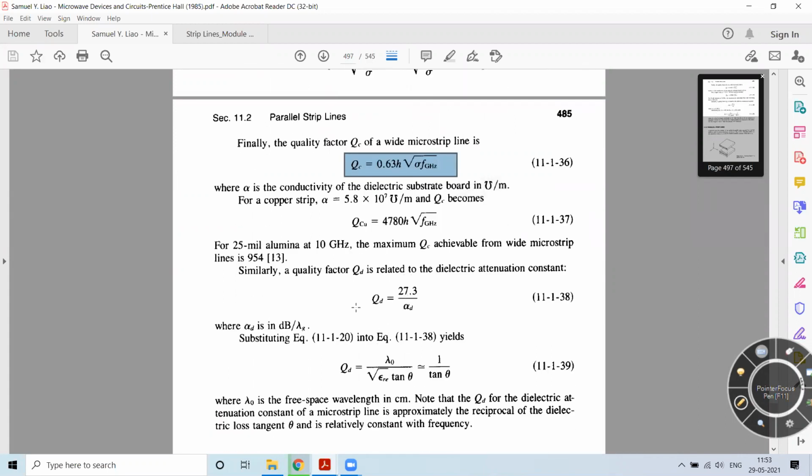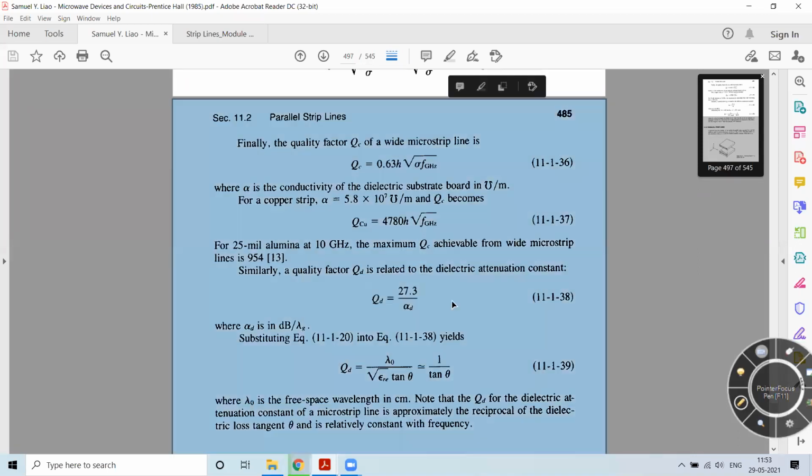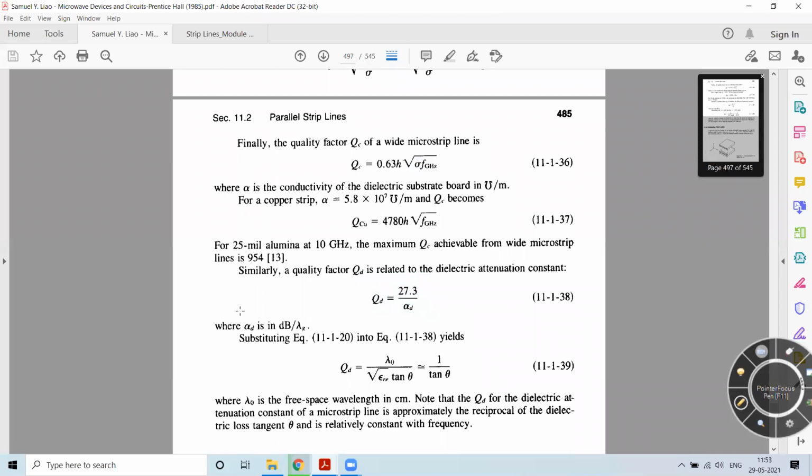Now comes the other quality factor specification, which is due to the dielectric attenuation. It is given by QD, which is 27.3 divided by alpha d, and again remember alpha d is specified in dB per centimeter. This equation holds when alpha d is specified in terms of dB per centimeter. If we specify it in terms of lambda g and make the substitution, we obtain QD equal to 1 by tan theta, in terms of the theta representation.